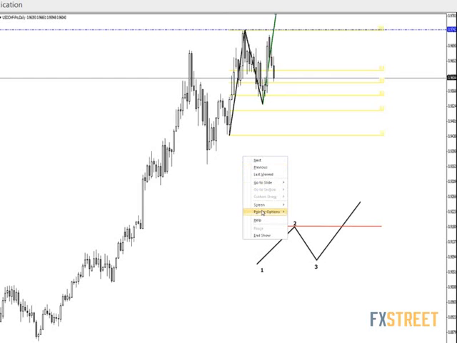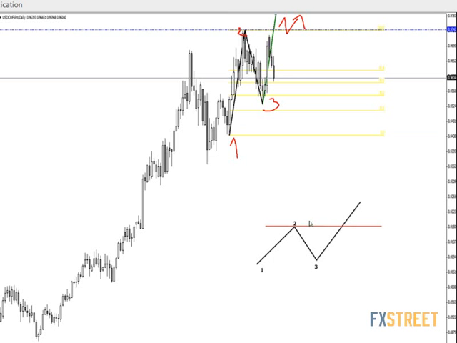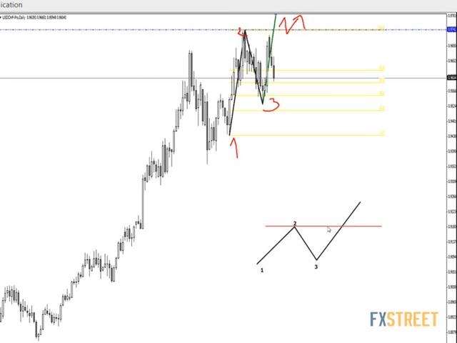1, 2, 3. Point 1, point 2, and point 3. Once point 2 is broken, we go with one of the entries, okay? Same for inverse and for N. Just the direction is different. This is short, this is long, okay?